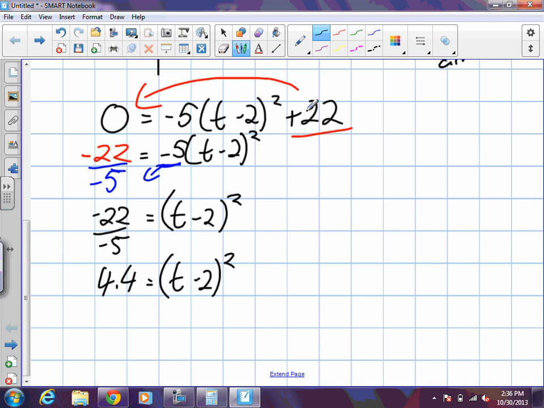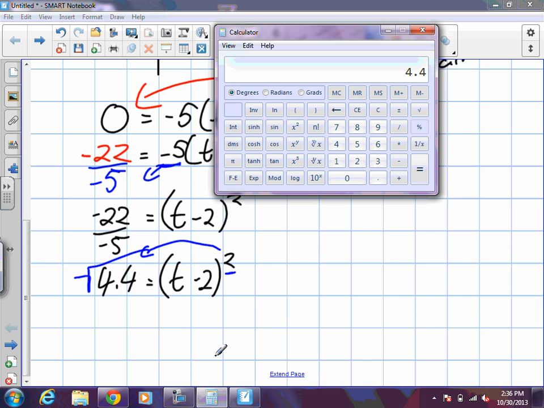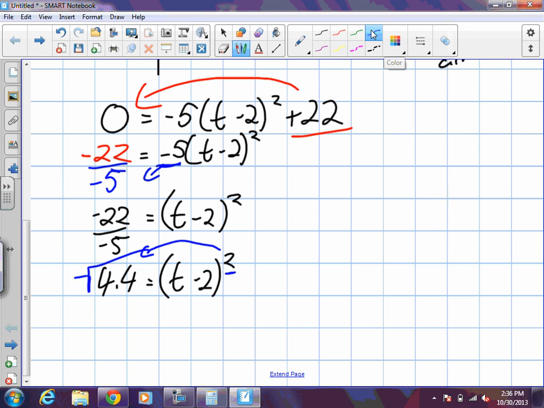The next thing I got to move over is our power of 2. What does it become on the other side? Square root. Okay? What is the square root of 4.4? 2.09. We'll say approximately 2.1. Okay? So we get 2.1 is equal to t minus 2. Is that the only answer? Positive 2.1? What else is an answer? Negative. So our answer is actually plus or minus 2.1.